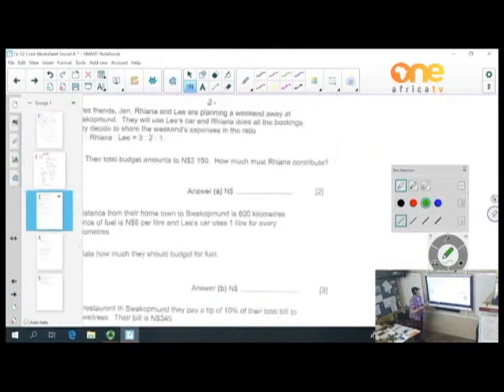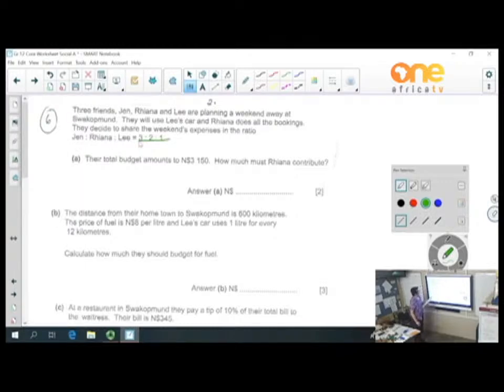Three friends, Jen, Rihanna, and Lee, are planning a weekend away at Swakopmund. They will use Lee's car, and Rihanna does all the bookings. They decide to share the weekend's expenses in the ratio 3:2:1. So there's the ratio. Their total budget is $3,150. How much must Rihanna contribute? This is sharing.